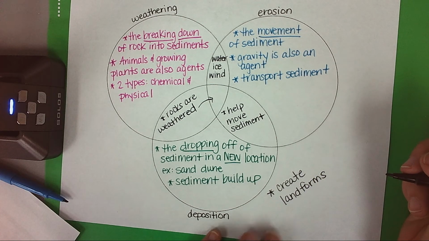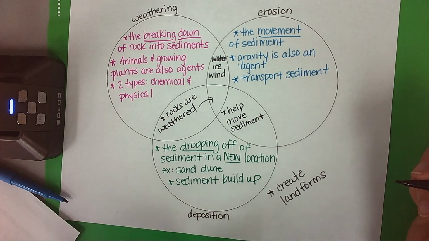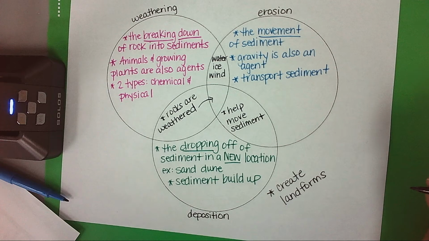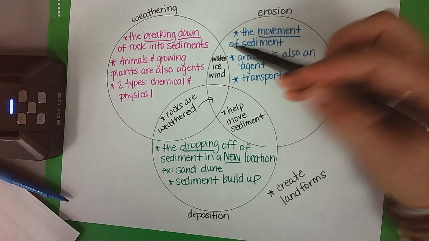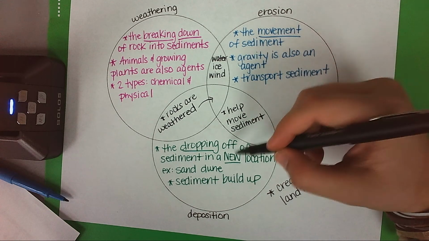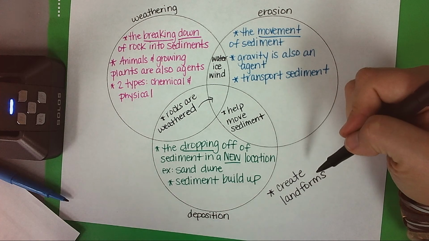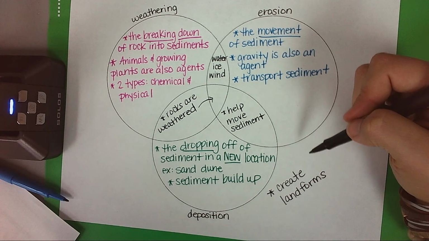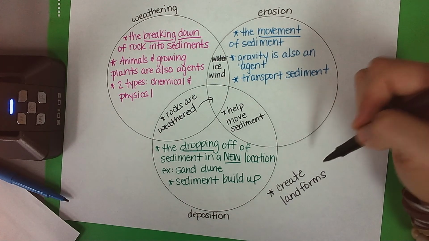So weathering breaks down the rock, erosion moves that rock, and deposition drops it off. Weathering and erosion use water, ice, and wind to help that happen, and then gravity pulls down on things, so gravity is going to help move that rock. The rocks are broken down, they're moved, and then they're dropped off, creating new landforms like sand dunes and canyons and things like that.